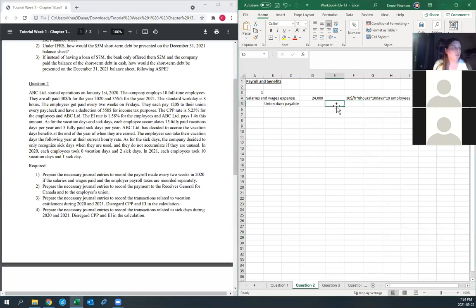So for the union dues, it's $120 per employee. We have 10 employees, so 120 times 10 employees. I'll put it here too. We continue. They have a deduction of $550 for income tax purposes. That also goes for the employee, and the account is called employee income taxes deduction payable. That's the long one. And it's $550 times 10 employees.